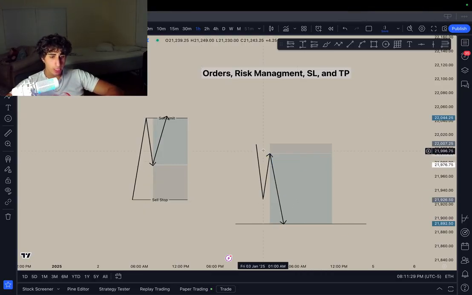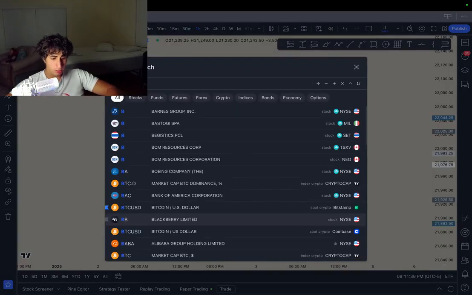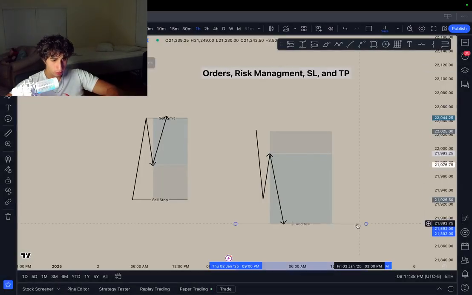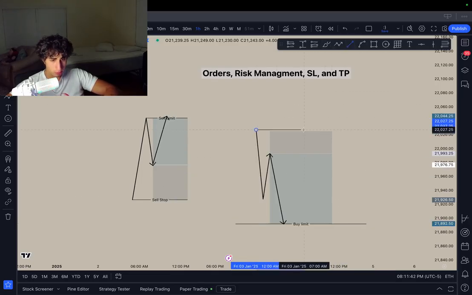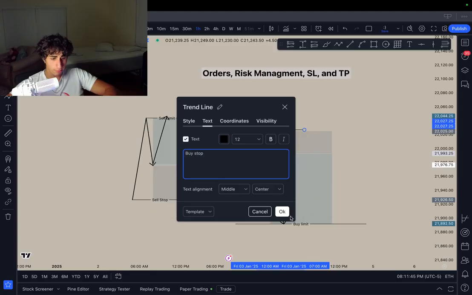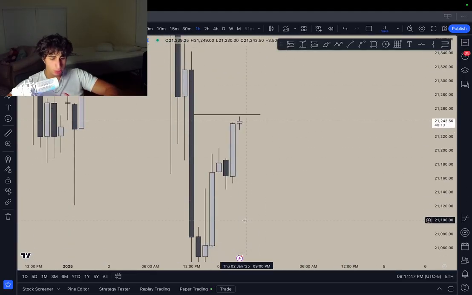From there, yeah, this is what this is going to look like. So you'll have a buy limit right here, and then you'll have a sell stop, or sorry, a buy stop above. Okay, so let's go into a short position here.